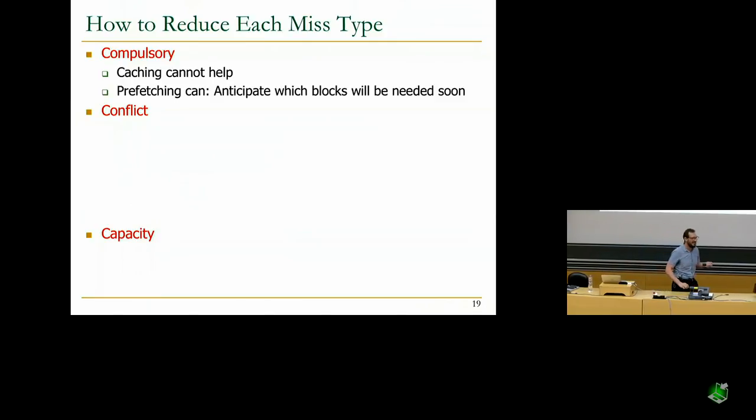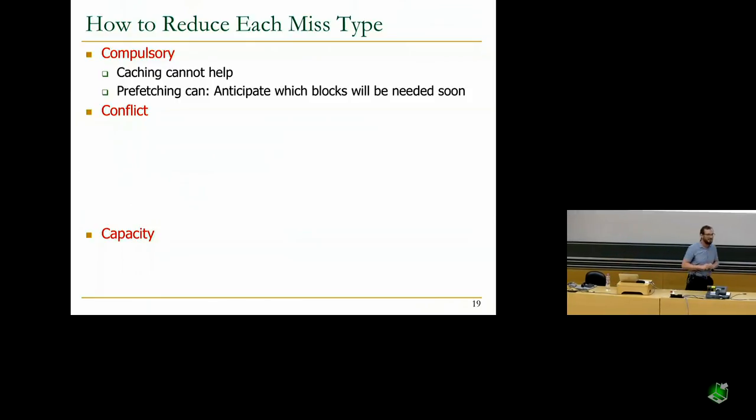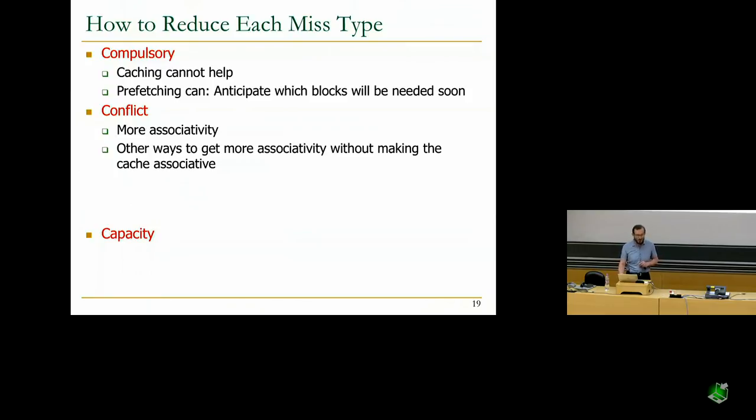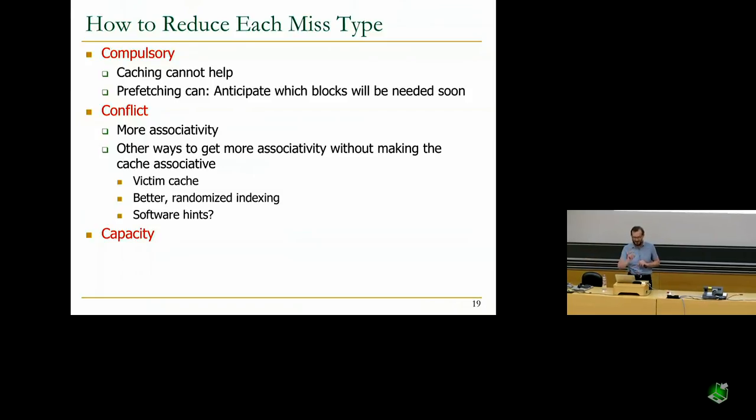That's called prefetching. We're not going to cover that, but all modern processors do prefetching. We talked about browsers doing prefetching, right? You go into a web page and the browser anticipates, oh, you're going to click this link soon, so I'm going to prefetch all of those from the web into my cache. That's an example of prefetching. Conflict misses, well, how do you reduce them? You can add more associativity, clearly, because conflict misses happen because you don't have enough associativity. Or you could try some other ways of getting more associativity without making the cache more associative. People have been very clever in how to do that, but I'm not going to go over this. If you're really interested, you could search for these things or watch some future lectures.